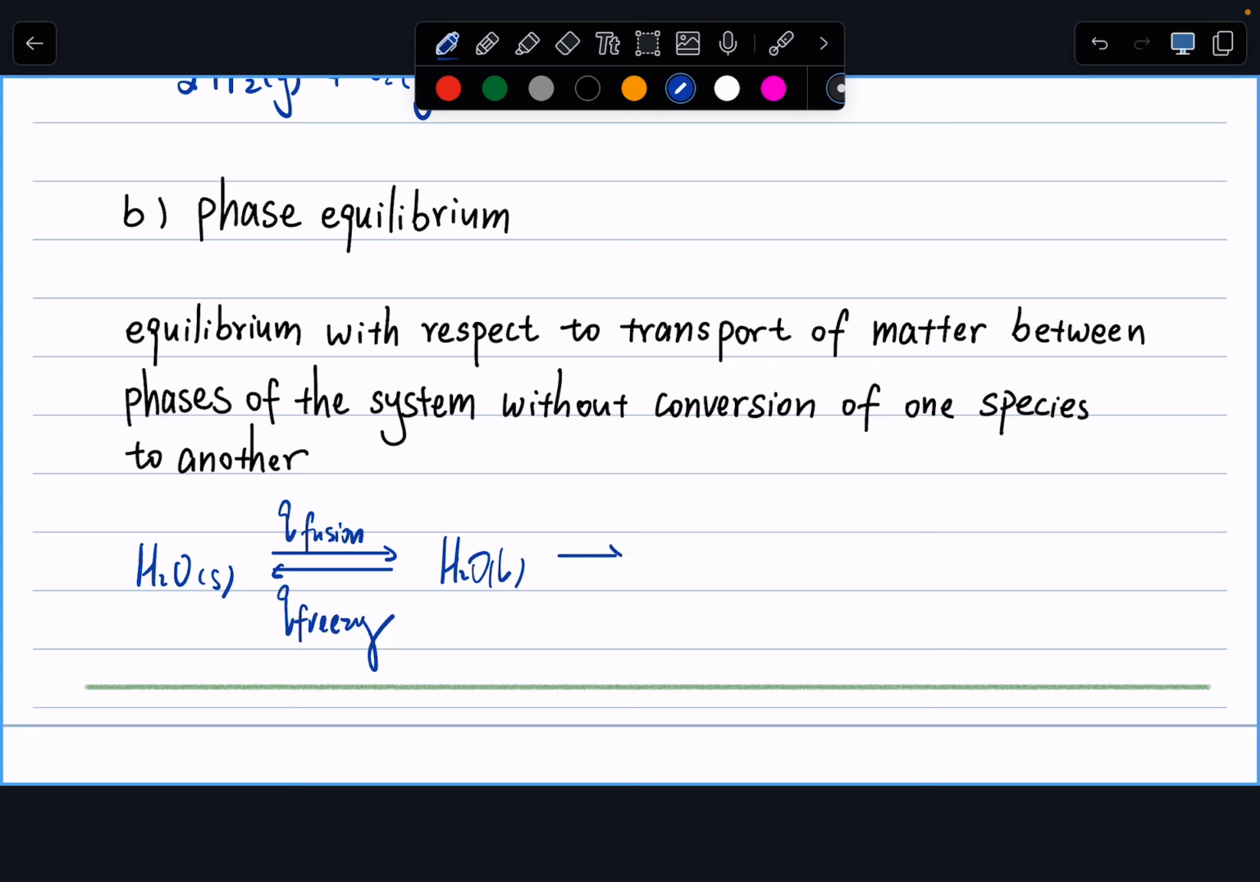And likewise, your liquid water can undergo vaporization or condensation to liquid vapor. And for this process, if the phase transfer takes place at constant P, then your QP equals delta H. Right, so this part should be a quick review of what you already know.